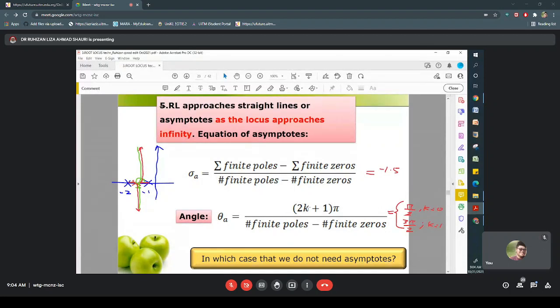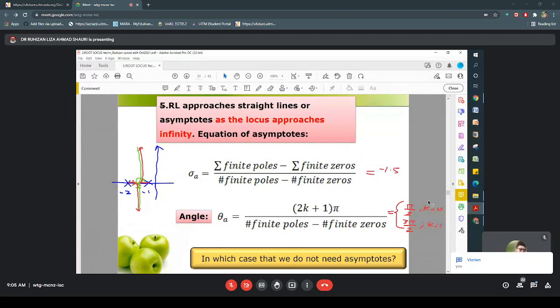So positive 0, 1, 2, 3, and so on. With a positive integer, you always get an odd multiplication of pi over here. Odd multiplication of 180. Pi is 180. Got it?